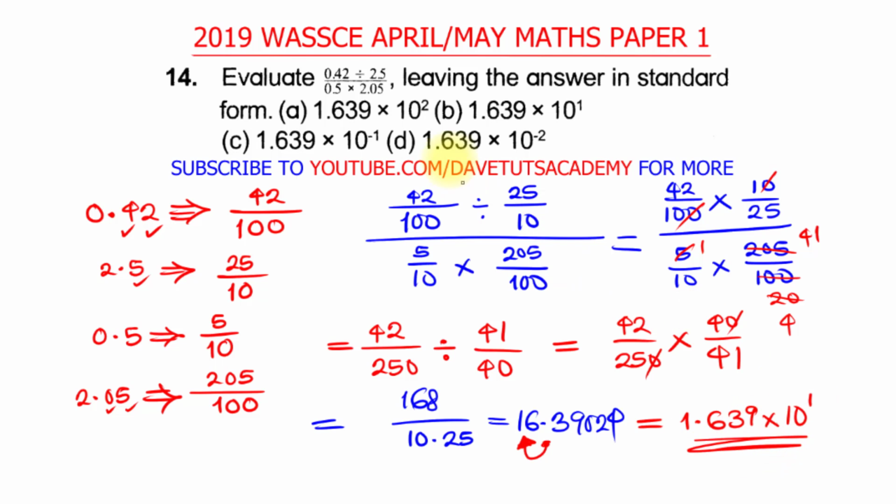And if you look at the options that we are given, you can see that option B is what corresponds to this particular answer, 1.639 times 10 raised to power 1. That's the correct answer.